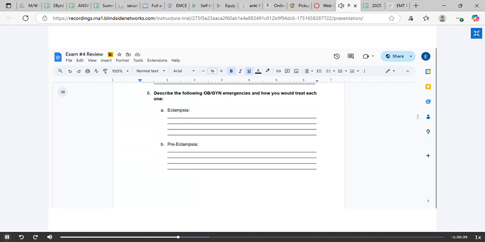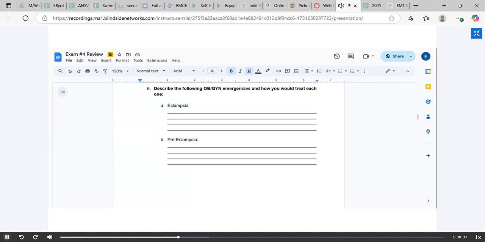So now let's talk about some specific OB emergencies that occur. These are going to be on your purple chart. I highly, highly recommend that you know that purple chart and the signs and symptoms and all this stuff that I'm about to talk about, okay? So eclampsia. Well, first off, I want to talk about preeclampsia first, because it makes more sense to talk about preeclampsia before eclampsia.